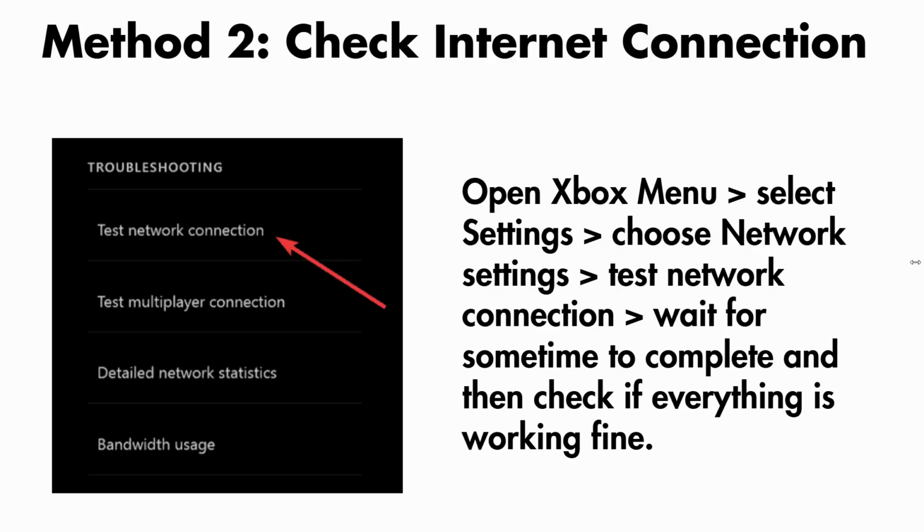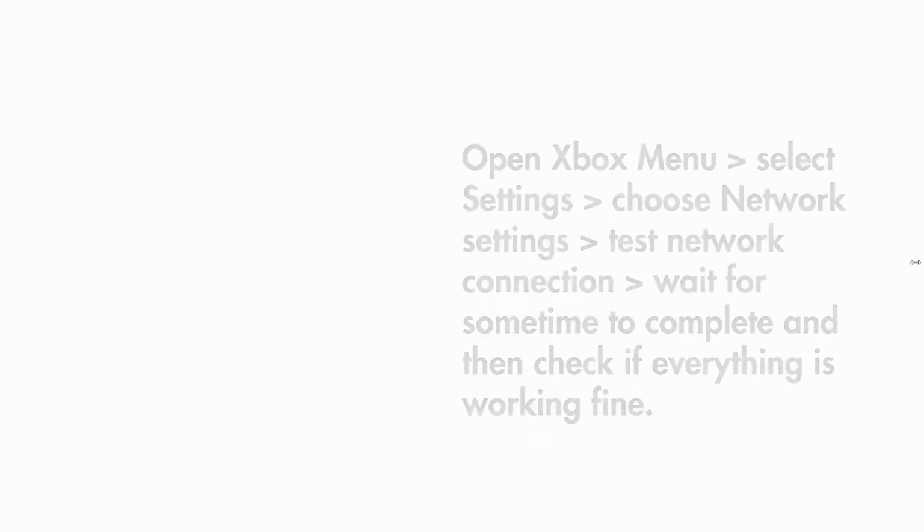So for that, open Xbox menu, select settings. Now click on network settings and click on test network connection. Now wait for some time to complete and then check if everything is working fine. If not, next is to clear persistent storage.